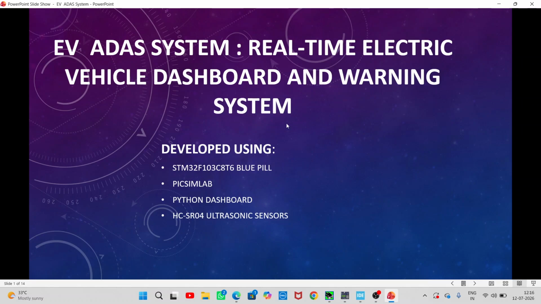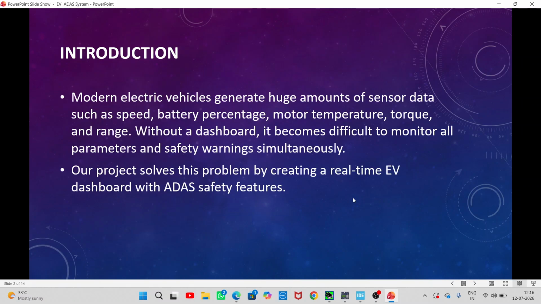Today, I'm going to explain my internship project titled EV ADAS System, Real-Time Electric Vehicle Dashboard and Warning System. In this project, we monitor important vehicle parameters such as speed, battery percentage, motor temperature, torque, and range. We have also implemented ADAS features like collision warning and blind spot detection. In this project we use tools like STM32 F103C8T6 Blue Pill, PICSimLab, a Python dashboard, and ultrasonic sensors. Coming to the next.